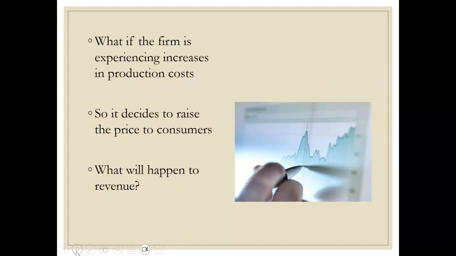Okay, let's look at the opposite situation. What if a firm is experiencing increases in production costs, so it decides to raise prices to consumers? What happens to revenue?